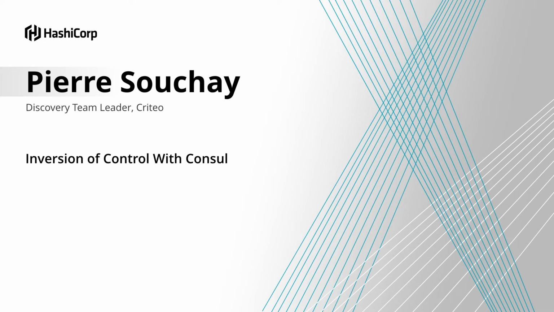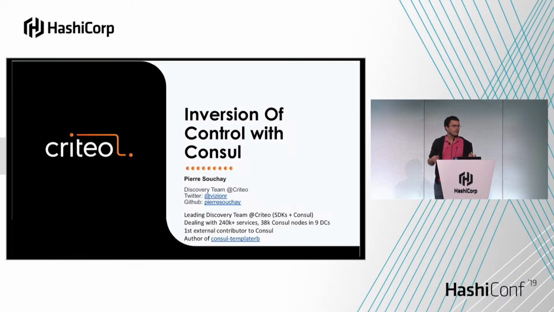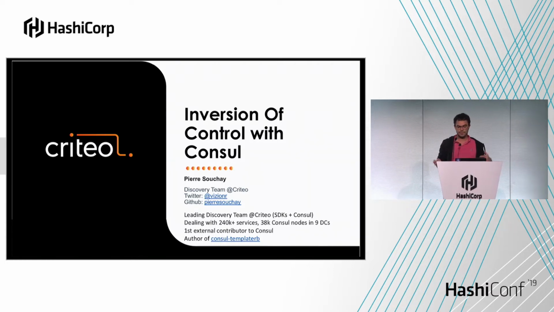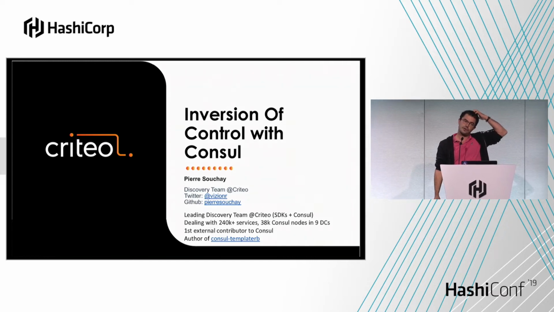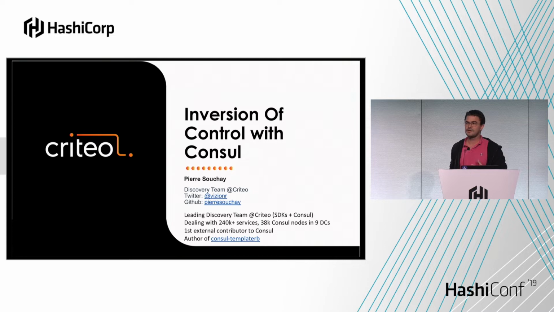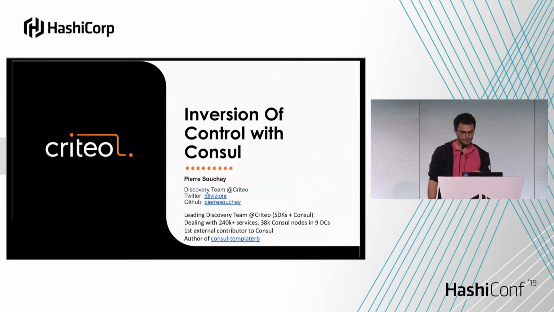So I'm Pierre Souchet, I'm working for Criteo. I'm leading what we call the discovery team, which is responsible for writing SDK for the whole company, as well as administering the deployment of all Consul agents on our large data centers. We've got around 40,000 Consul agents in 9 production data centers.